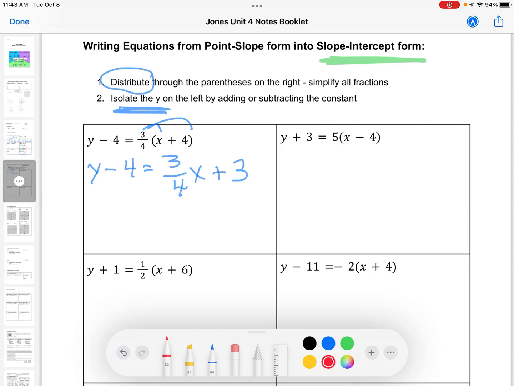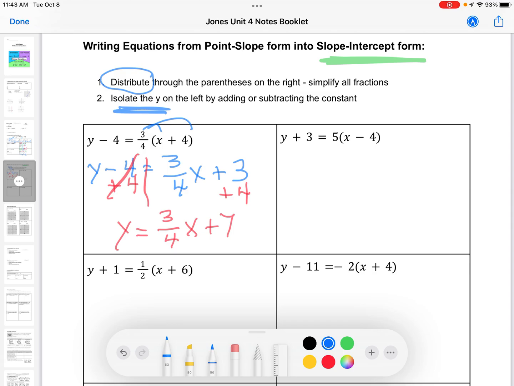Now your second step is to get rid of this -4 to isolate the y. The way you get rid of a -4 is to add it. What we do to one side, we must do to the other. And there's your equation in slope-intercept form.